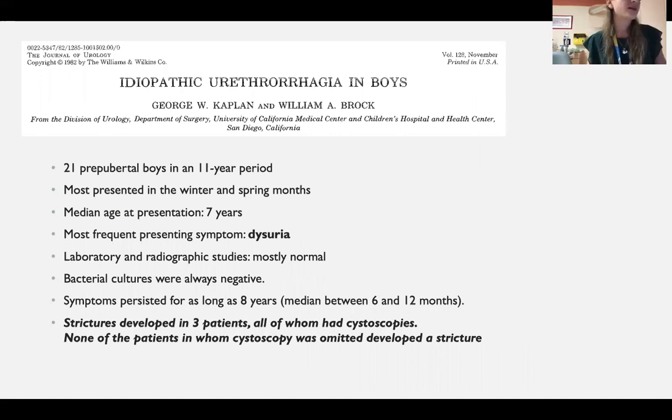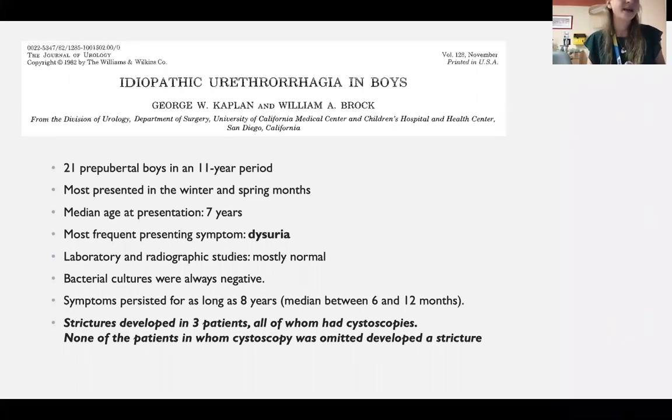This one is done in California in 1982 and followed 21 toilet-trained prepubertal boys with blood spotting on the underwear between voids or terminal hematuria during 11 years. And they found that most cases presented in winter and spring. The median age of presentation was 7 years old. The most frequent symptom, apart from hematuria or spotting of the underwear, was dysuria.